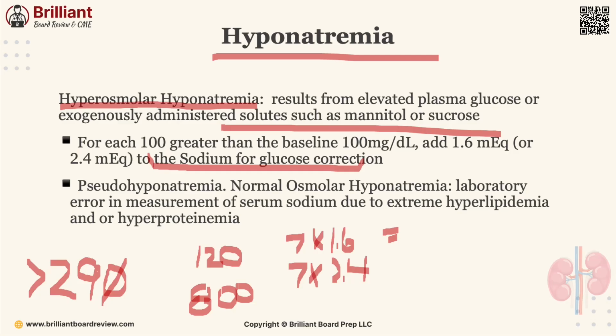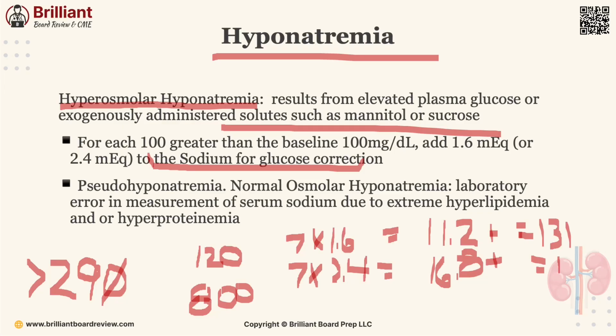So 7 times 1.6 is going to be 11.2, and we add this to the 120, and we get 131. This would be on the low end. Now 7 times 2.4, we get 16.8. And then we add this to the 120, and we get 137. So between those numbers is ideally what our corrected serum sodium is.